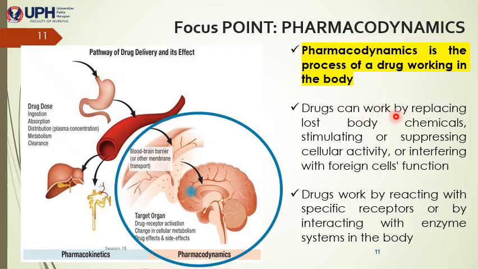Drugs can work by replacing lost body chemicals, stimulating or suppressing cellular activity, and interfering with foreign cell functions. The drug works by reacting with specific receptors or by interacting with enzyme systems inside the body. For example, we have a drug here, and then we have the blood-brain barrier or another membrane transport system, but the medicine cannot pass through it, so it won't come to the target organ.